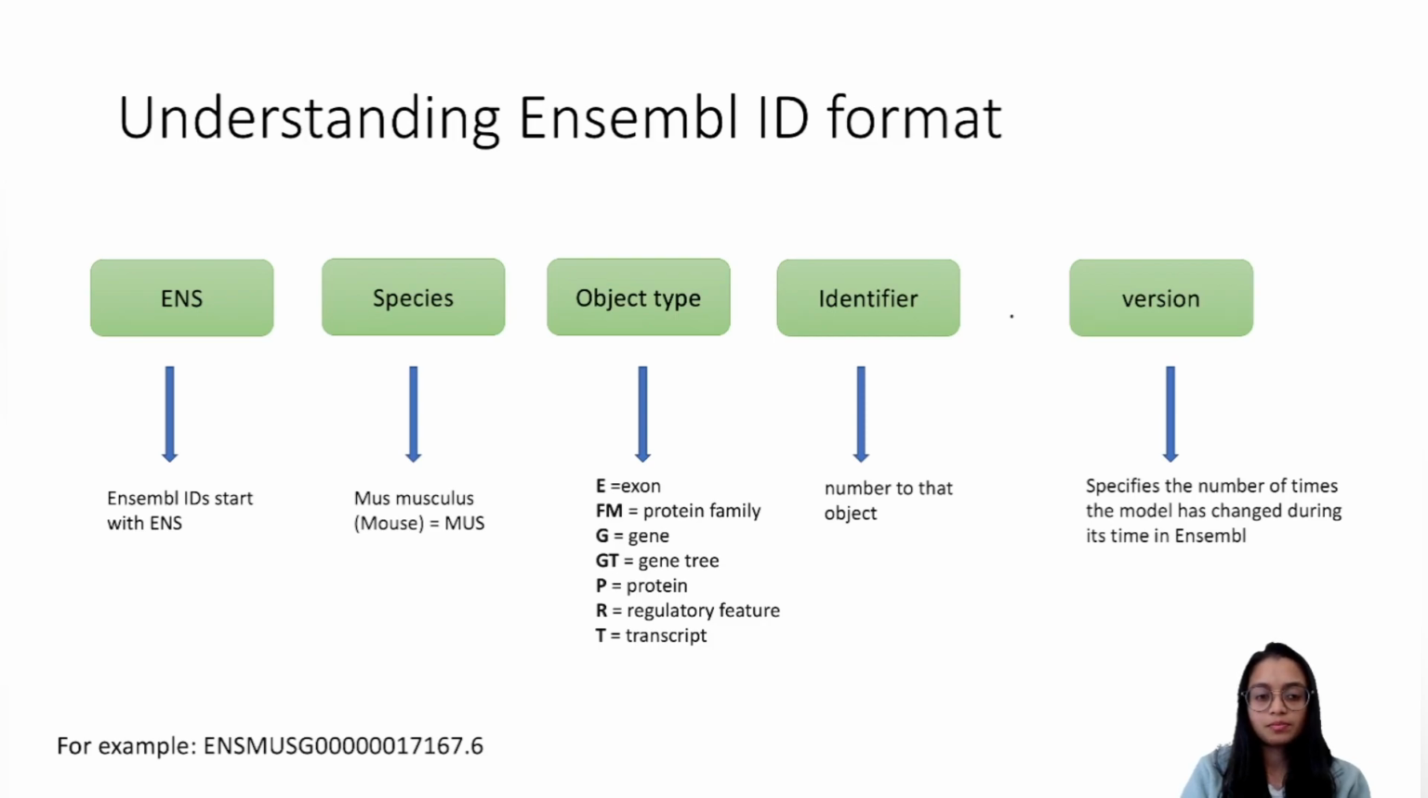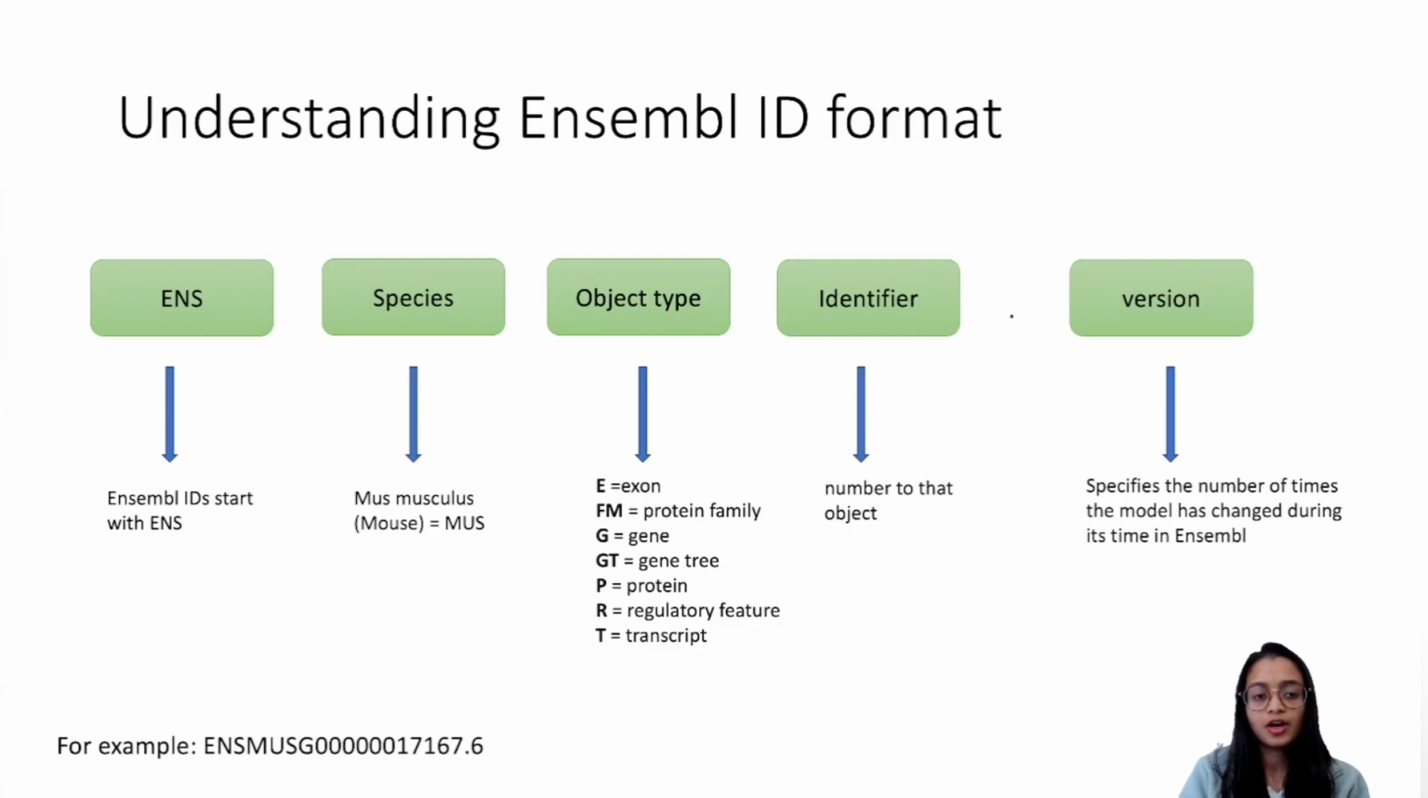Since we are dealing with Ensembl gene IDs today, I thought of talking about the Ensembl ID format. So an Ensembl ID is composed of 5 parts. The first part is the ENS, which tells us that it is an Ensembl ID. The second part is the species code, which is a 3-letter code. For human, there is no species code, but for other species like Mus musculus, we have a 3-letter code like MUS. The third part is the object type, which tells us what the feature is that's associated with the ID.